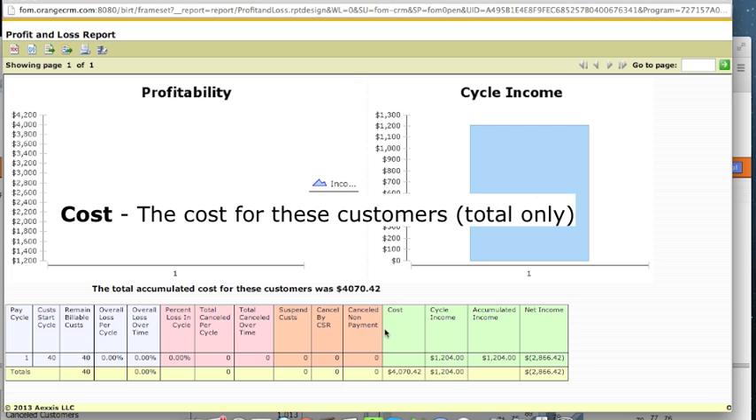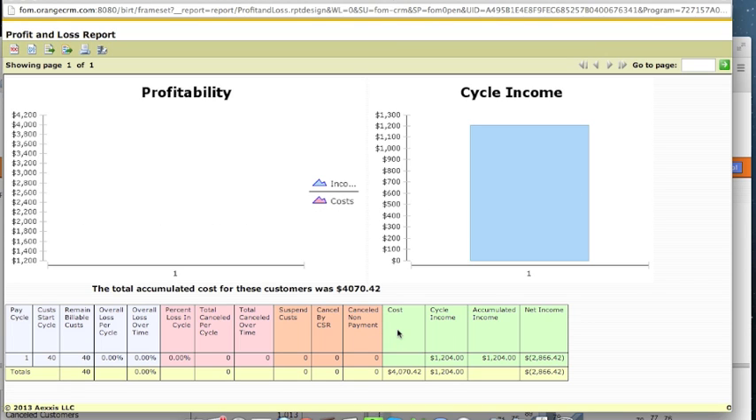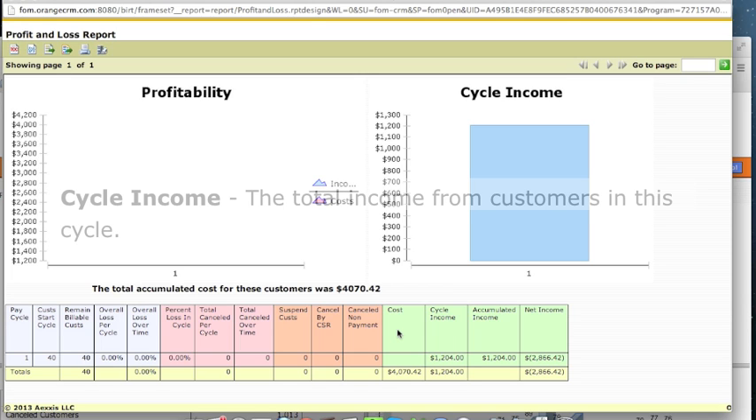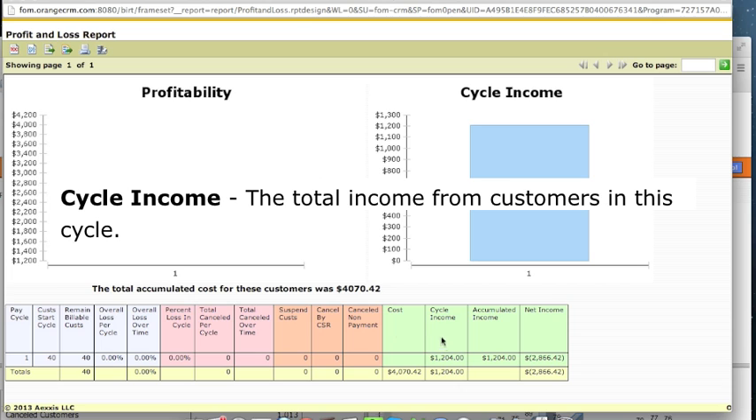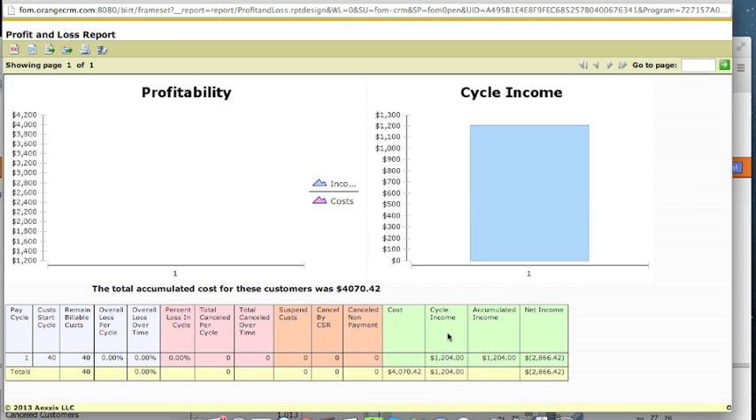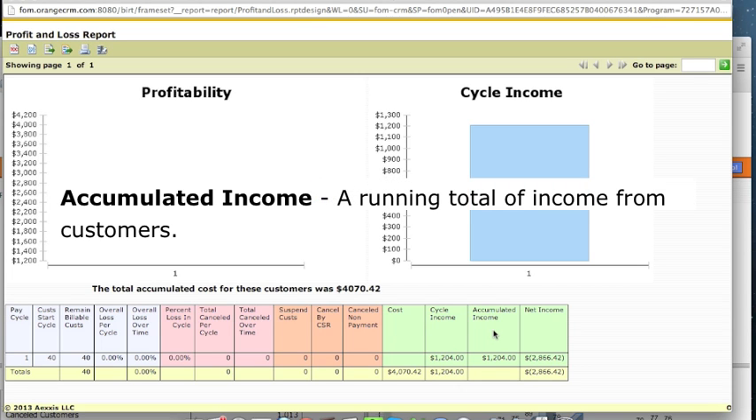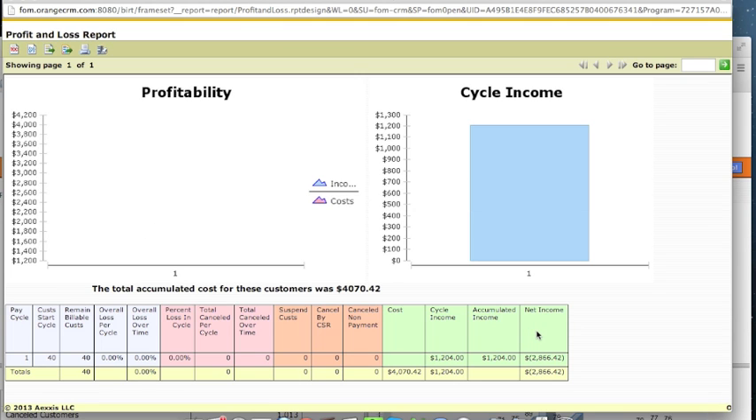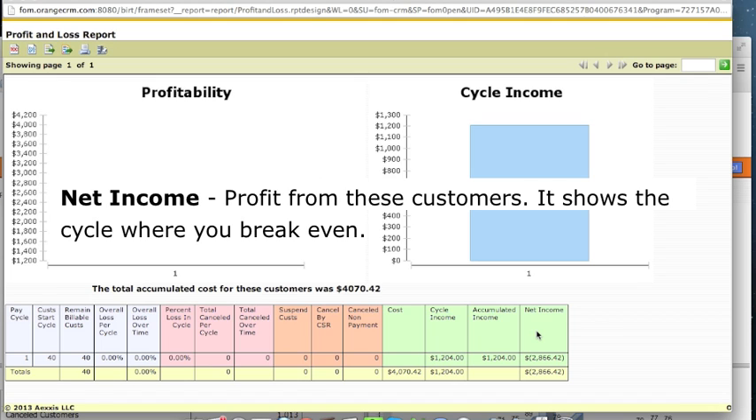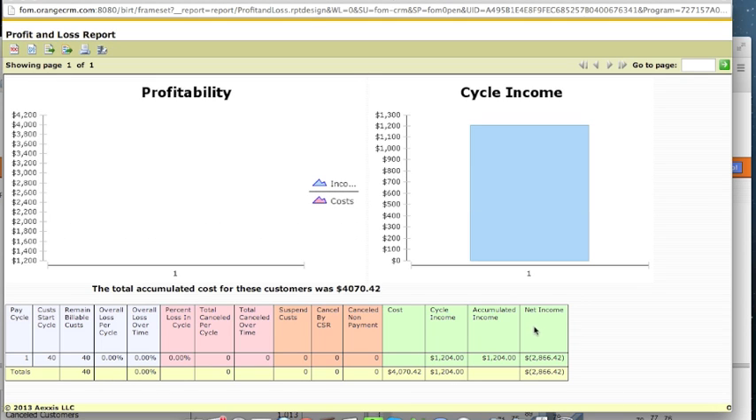Cost, this is going to be the cost of these customers, the total. So this is going to be acquisition costs along with shipping cost. Cycle income. This is the total income from customers in this cycle. And accumulated income is going to be a running total of income from these customers, and then you have the net income. Profit from these customers. It shows the cycle where you break even.